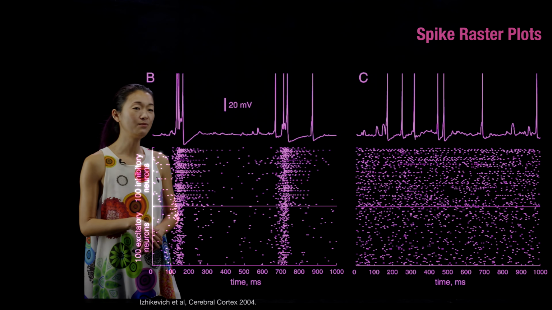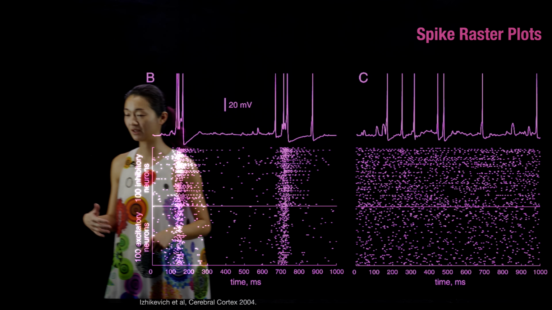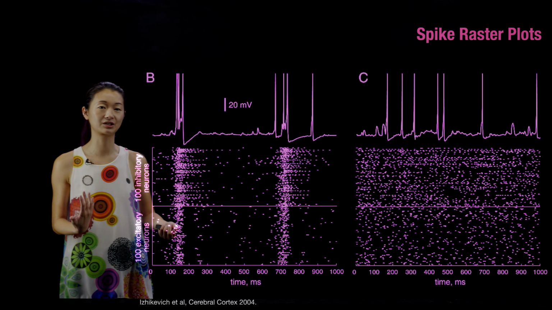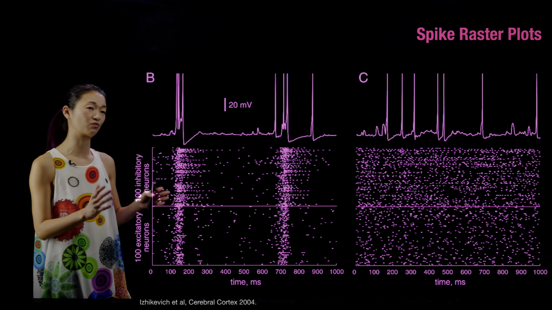Okay. So there's one more thing about these extracellular recordings that you'll see as we go through the next couple of sections on sensing and action. A lot of what we'll see represented is what's called a spike raster plot.